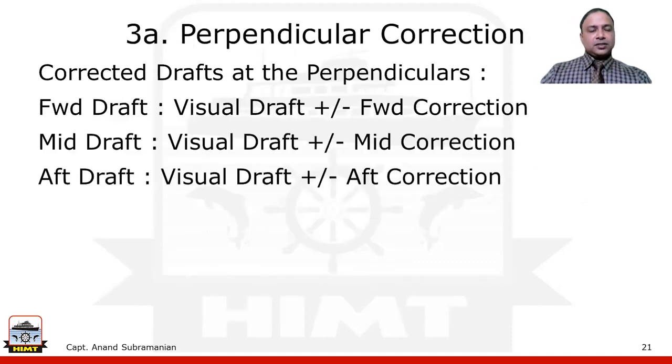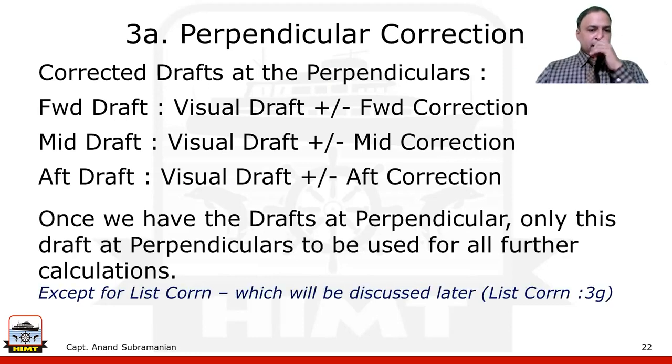Now, once we have the sign, it's just a simple addition or subtraction with the visual drafts. The visual draft plus or minus the forward correction will give us the forward draft at the perpendiculars. Remember, now we are coming to the perpendiculars. The midship perpendicular draft will be the visual midship draft plus or minus the midship correction. And the aft perpendicular draft will be the visual aft draft plus or minus the aft correction.